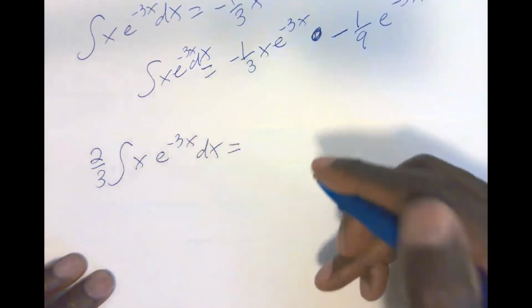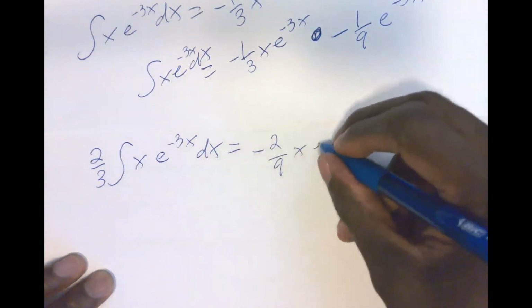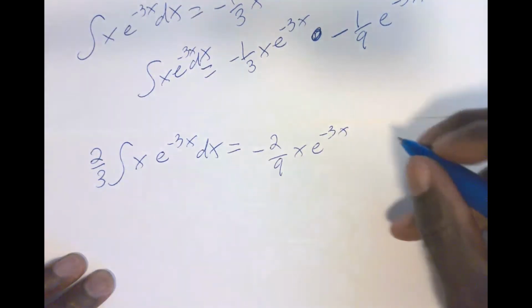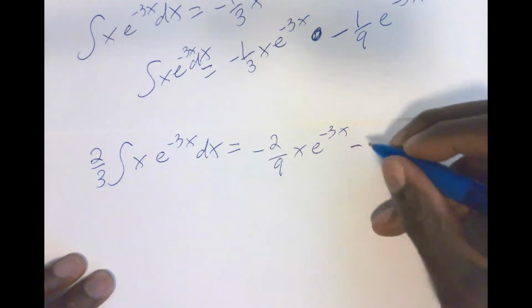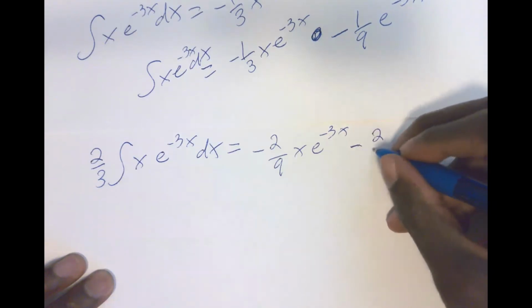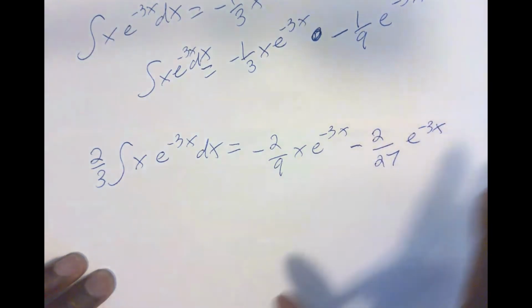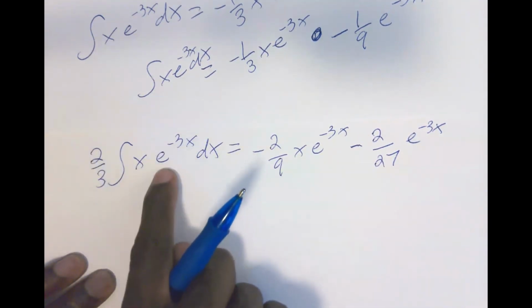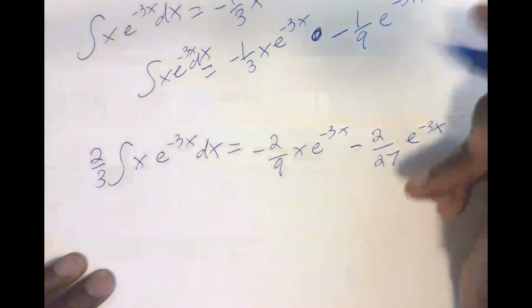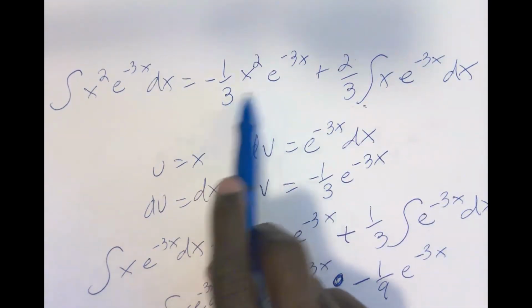And so that would be negative 2/9 x e to the negative 3x minus 2/27 e to the negative 3x. All right. So this is the integral of 2/3 x times e to the negative 3x dx. So to that, we're just going to add that, and that's going to be our answer.